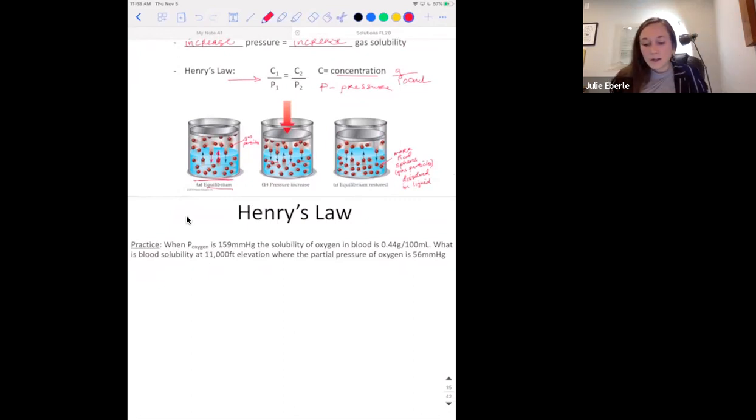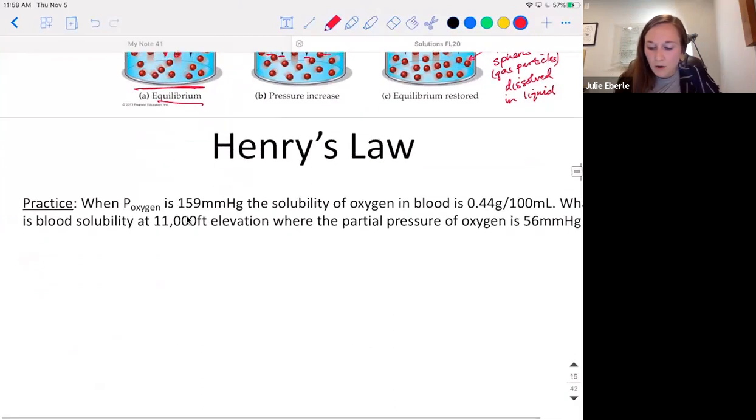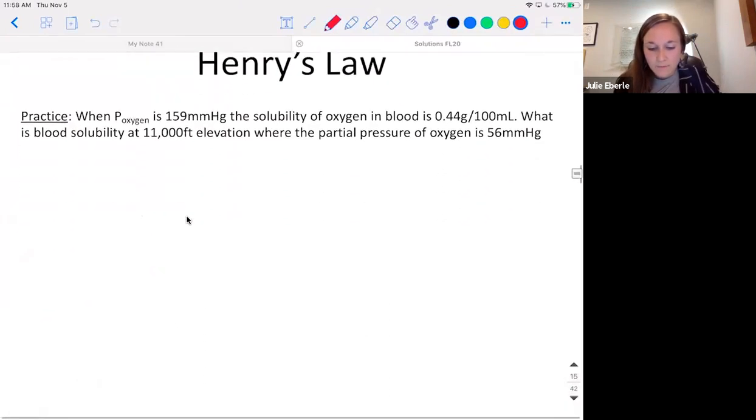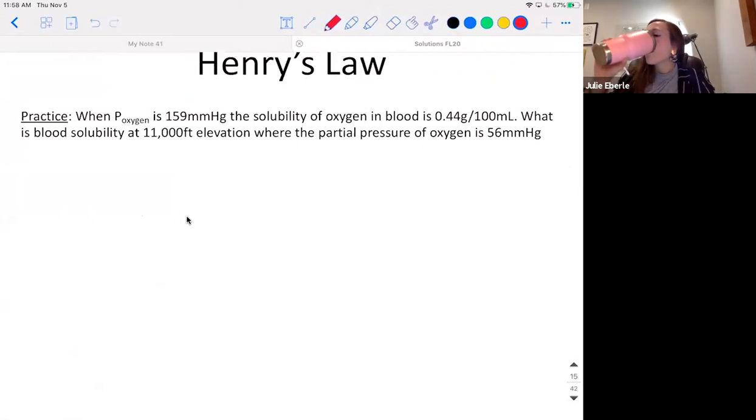I'm going to turn my screen and we're going to work this problem, and that might be all we have time for today. But this is an example of Henry's law at play. A lot of you alluded to this when you used your bonus point opportunity. You talked about oxygen in blood and things like that. And so here's a practice problem.